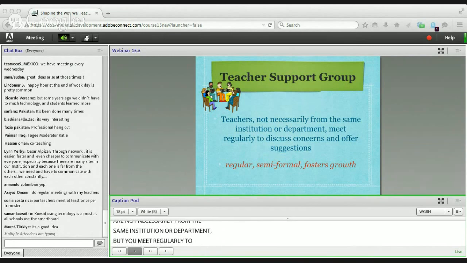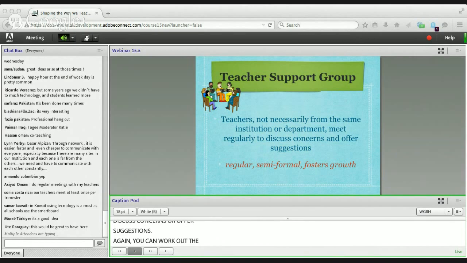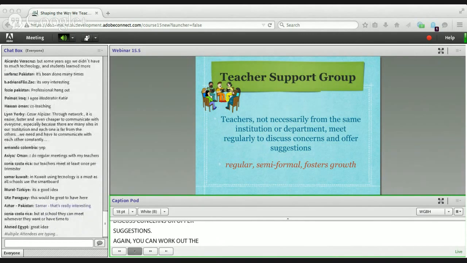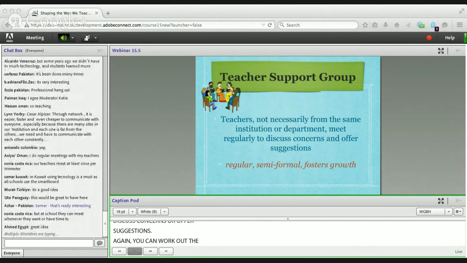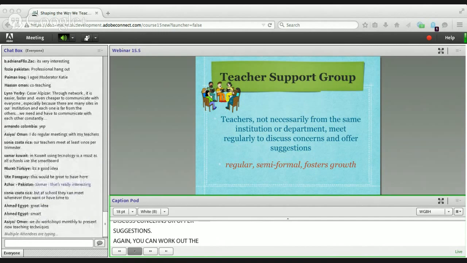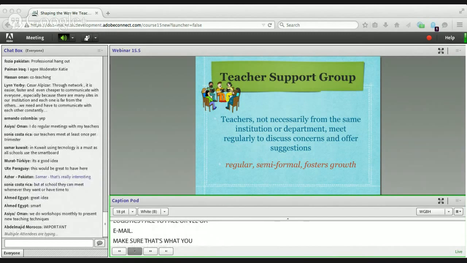Again, you can work out the logistics face-to-face or via email. I would suggest setting an agenda and then sticking to that agenda. So if you say, next month we're going to discuss classroom management, make sure that that's what you actually discuss. This will create validity for your group, so people feel like you are actually doing something positive.